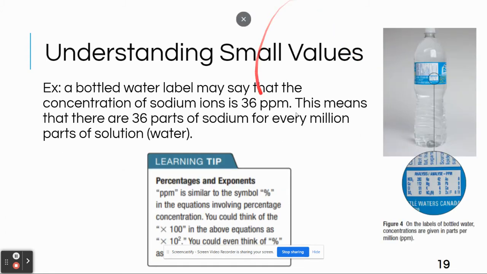So let's take a look at some examples as well. If we look at a water bottle, a water bottle label will have a lot of concentrations listed in ppm. So you'll see sodium ions, we'll say 36 ppm. And you'll see the same thing for lead over here, for example, 36 ppm.